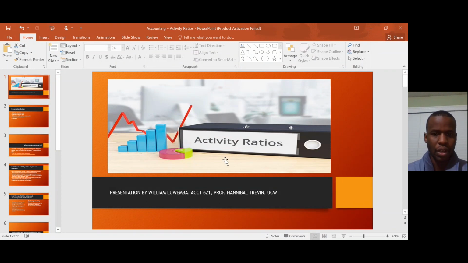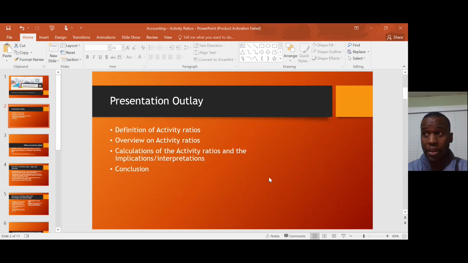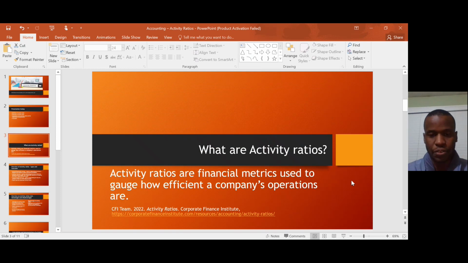Activity ratios. Now, this presentation is divided into 4 subsections, broadly speaking. Section 1, we shall be defining activity ratios. Section 2, we shall be looking at the overview on activity ratios. Section 3, we shall do some calculations to lend us better context of what activity ratios are, how they are calculated and what exactly they help interpret. Then we shall conclude the presentation. So without much ado, I'll start by exploring the definition of activity ratios.